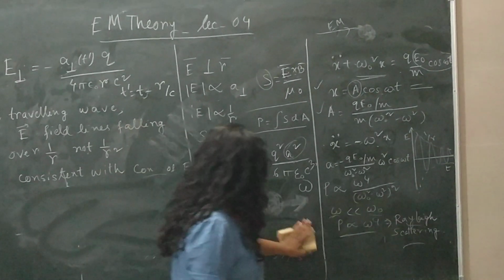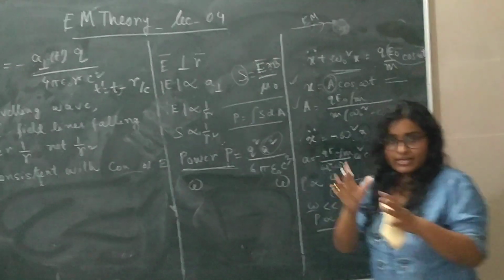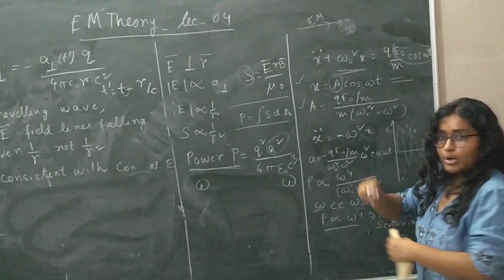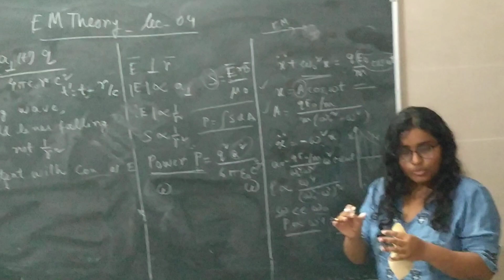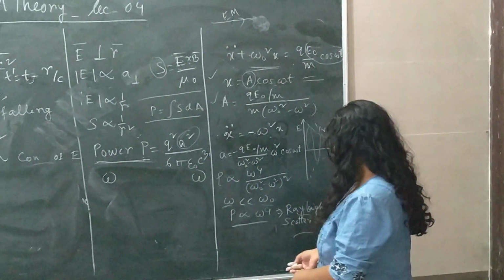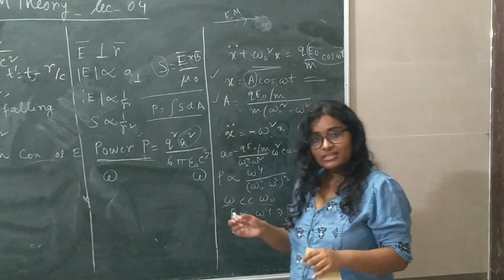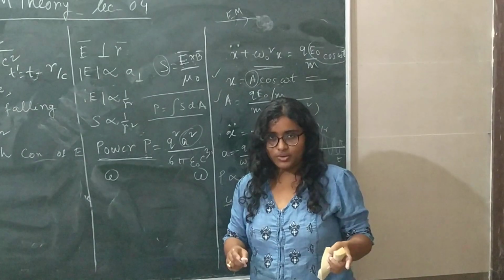So this is the basic physics of scattering: whenever there is an electromagnetic wave, the electrons oscillate as oscillatory dipole moments, and they re-radiate the incident field, producing exactly the same frequency as the incident one.